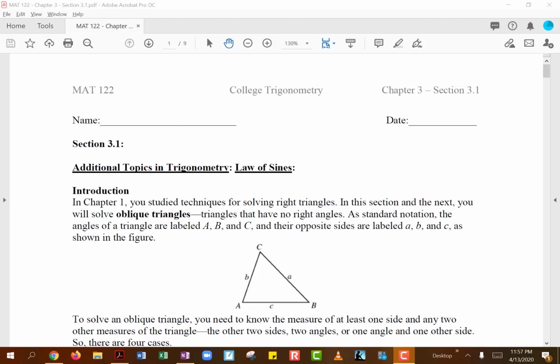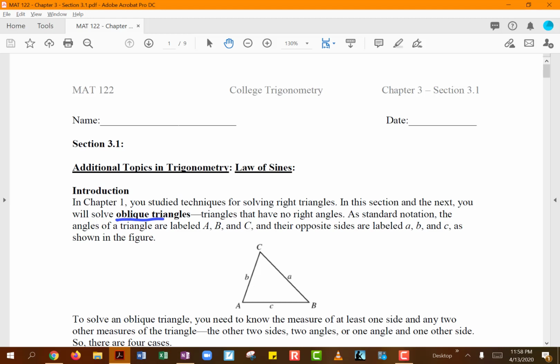So here you can see we're getting a little bit more detail with our rules. We're introducing the law of sines. Mainly what happens in this section is we're going to be looking at how to solve triangles that do not have 90-degree angles in them. So no right angles. Of course, in chapter 1, we talked about how to solve right triangles. Now let's see how we can solve oblique triangles.